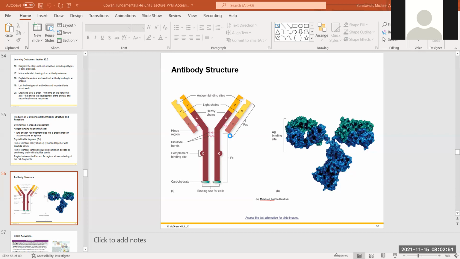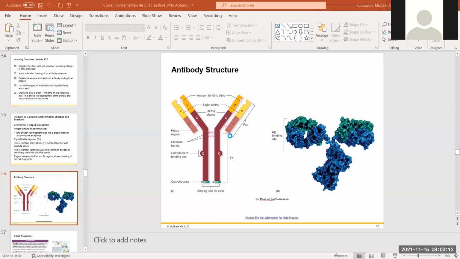The activated B cell then becomes a plasma cell. The plasma cell secretes, as you can see, which antibody is this based on how it looks? Yeah, IgM, the snowflake, right? So that's the first one it secretes. And then it will undergo isotype switching.